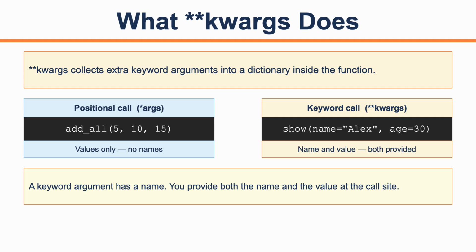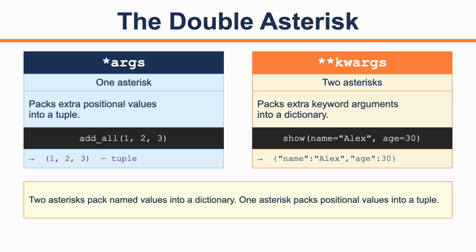Now, let us look at keyword args. Where args collects extra positional values, keyword args collects extra keyword arguments. A keyword argument is one where you provide both a name and a value when calling the function. 2 asterisks before a parameter name is what makes keyword args work.